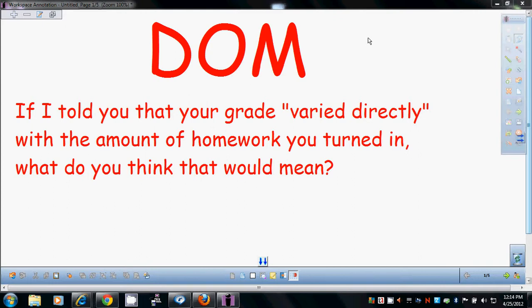That's what directly means. And now if I had said, let's say it says your grade varies inversely with the amount of homework you turned in. That would mean the less you put in, the more you get back. The more you put in, the less you get back. Inversely means things are contradicting each other. Directly means they are going along with one another.